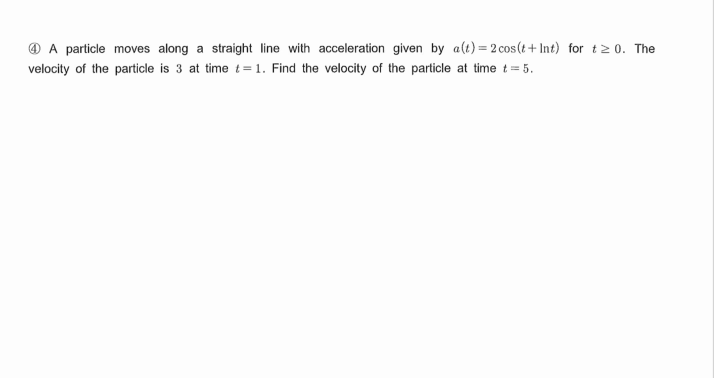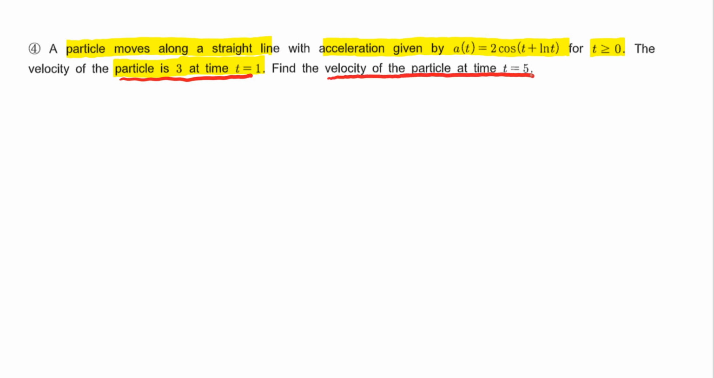Let's move on to the next physics application problem. For this particular problem, we have a particle that moves along a straight line, and we're given the acceleration function as a of t equals 2 cos t plus ln t for t greater than or equal to 0. The velocity of the particle is 3 when t equals 1. So this is kind of like your initial velocity, and we need to find the final velocity of the particle after 5 seconds.